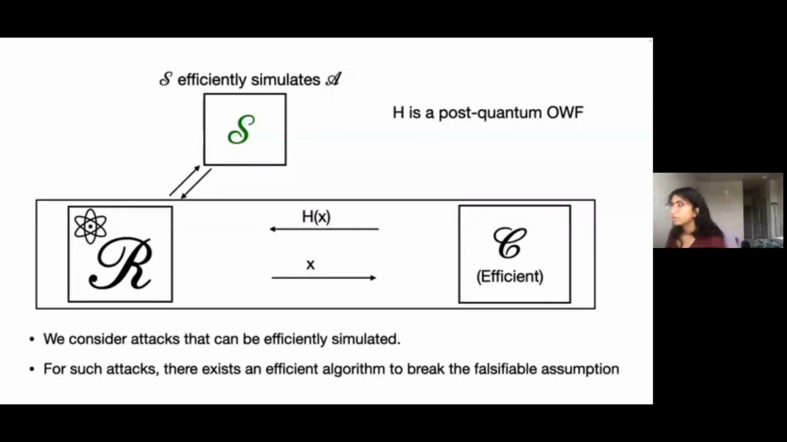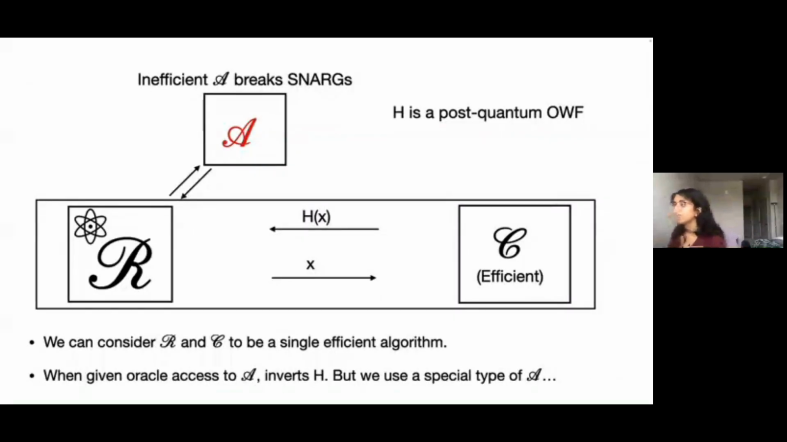So if you have an inefficient adversary that breaks your SNARG, you want to say that SNARGs are based on the hardness of post-quantum one-way functions, but then you assume an inefficient adversary that breaks the SNARG. Then when you give a reduction from the inefficient adversary to the post-quantum one-way function, it isn't actually a contradiction, because there wasn't an efficient algorithm that actually breaks the one-way function, because it's given oracle access to this inefficient adversary. I see. Okay. So it's kind of like cheating.